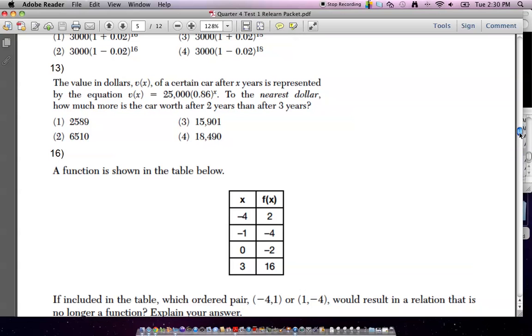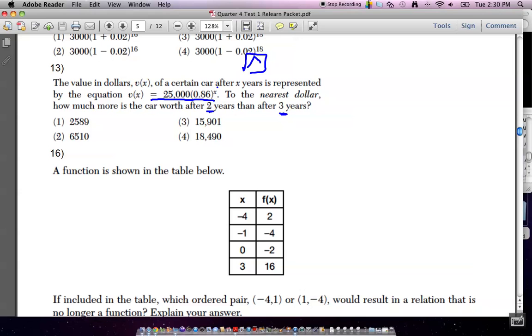The value in dollars, v(x), of a certain car after x years is represented by the equation, blah, blah, blah. To the nearest dollar, how much more is the car worth after 2 years than after 3 years? So what I have to do is put these numbers into the calculator. This is my equation here. So I'm going to plug in a 2 and a 3. I'll start with the 3 because I'm going to have to subtract from that. So I get 25,000 times 0.86. Now this is where you use that up arrow or caret button on the calculator. It is found on the right hand side under the clear button. And then I'm going to plug a 3 right in there for x.